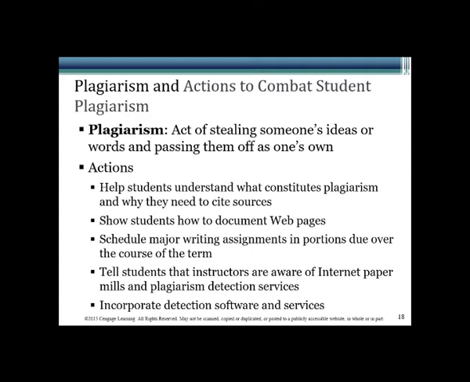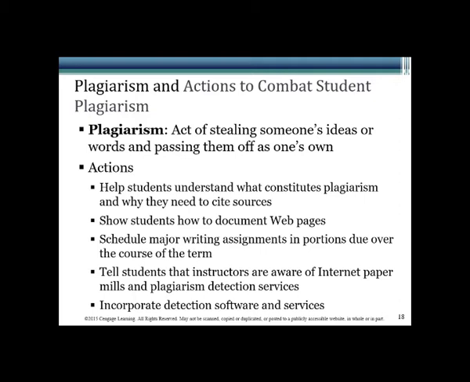Plagiarism and actions to combat student plagiarism. Plagiarism is the act of stealing someone's ideas or words and passing them off as one's own. The explosion of electronic content and the growth of the web have made it easy to cut and paste paragraphs into term papers and other documents without proper citation or quotation marks.